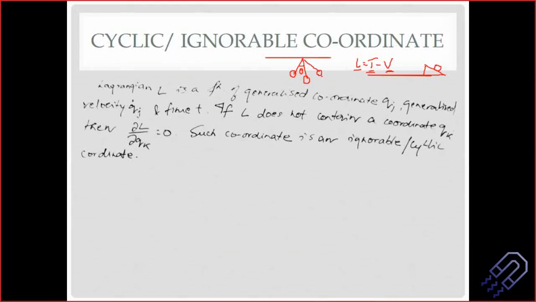As soon as it reaches the extreme end, it stops momentarily. So the kinetic energy will become zero because the velocity is zero, but at this particular point the potential energy is maximum. And at the lowest point, there is no potential energy and the kinetic energy is maximum. So what does it mean? Here the potential energy is maximum, and at this particular point the kinetic energy is maximum.